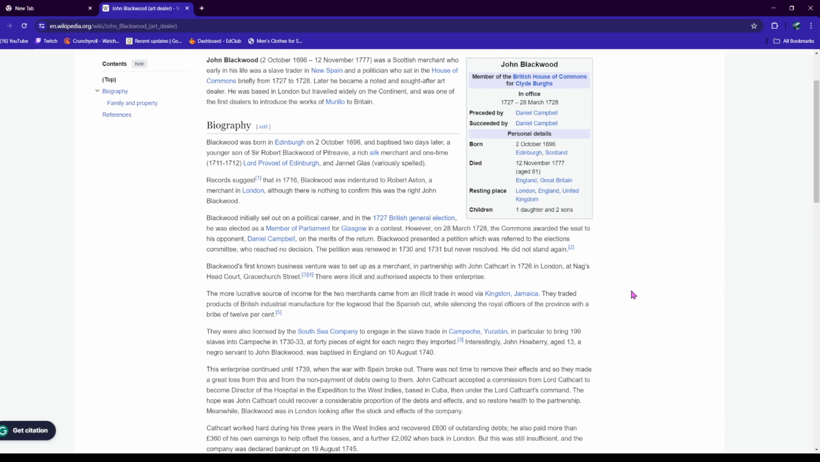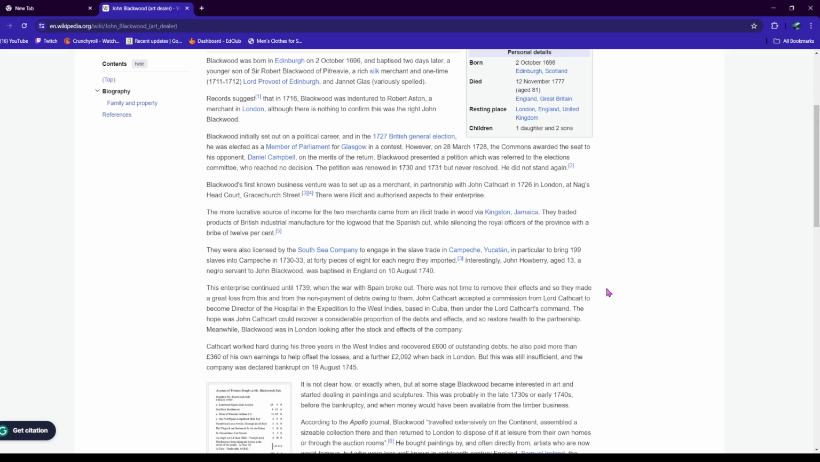And from the non-payments of debts owing to them, John Cathcart accepted a commission from Lord Cathcart to become director of the hospital in the expedition of the West Indies based in Cuba. Then, under Lord Cathcart's command, the hope was John Cathcart would recover a considerable portion of the debts and effects, and so restore health to the partnership. Meanwhile, Blackwood was in London looking after the stocks and effects of the company.